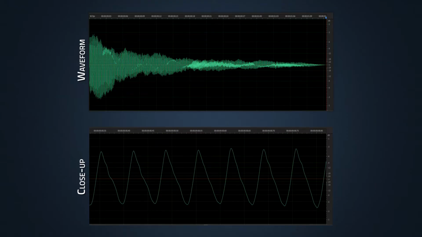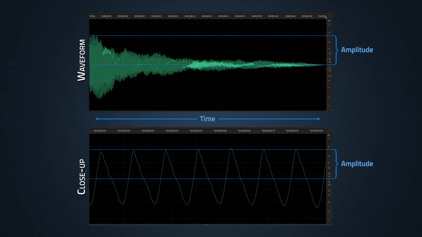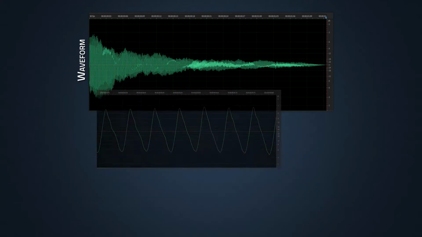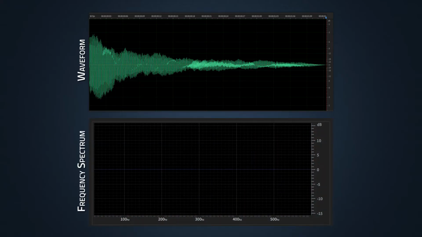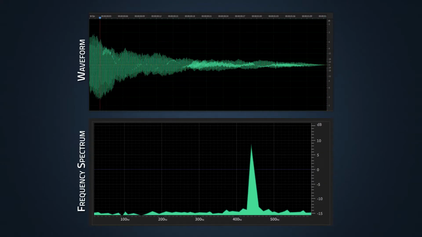The waveform tells us the amplitude of the vibration over time. Using the fast Fourier transform, we can translate this waveform into a frequency spectrum to decipher the exact frequency that exists in this recording. The frequency spectrum measures amplitude over a spectrum of frequencies rather than time.